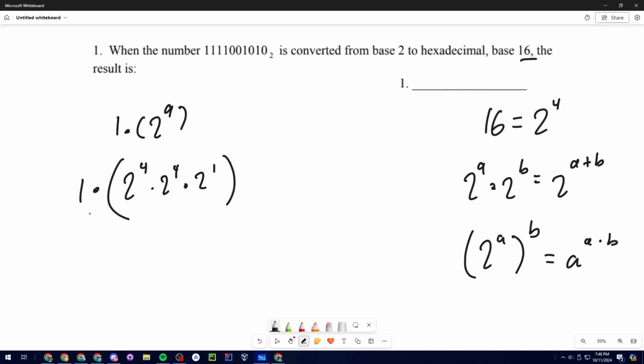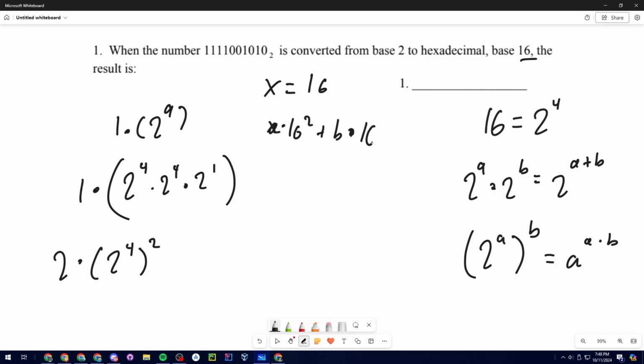The reason I want to do that is because now look at this. I can just write that as 2 times 2 to the 4th squared. And if we have x in base 16, that's for example a times 16 squared plus b times 16 to the 1st, right? So if we write it in terms of 16, or 2 to the 4th, which is just 16, we can get our conversion pretty quick. So now, that's the first term.